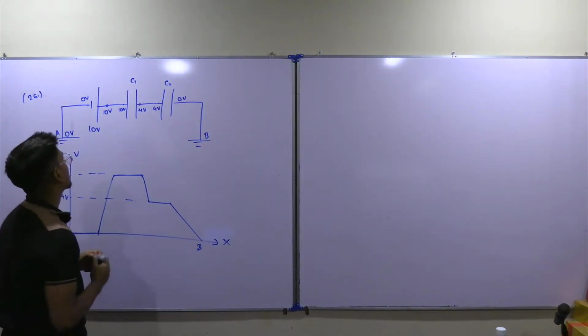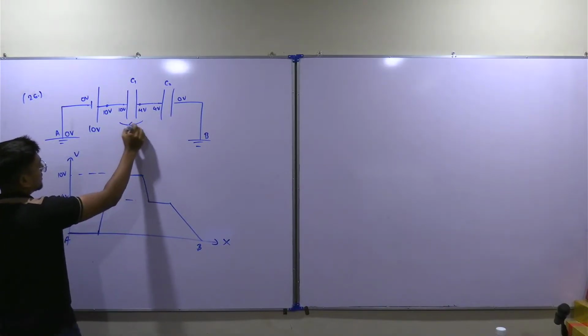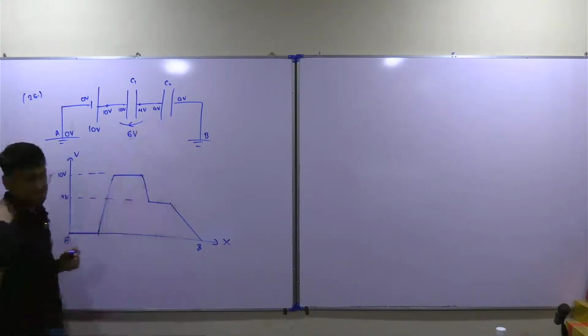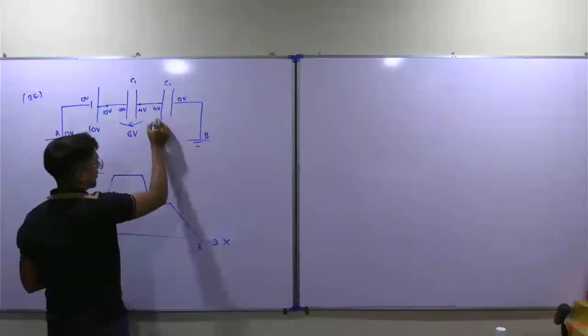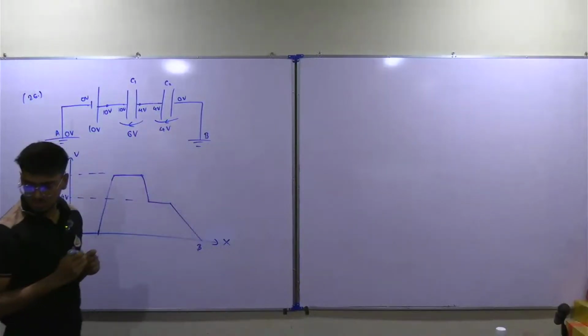Now, Putala, you can find the potential difference across each capacitor. The potential difference across this one, here 10 volt, here 4 volt. So the potential difference is 6 volt. Here 4, 0 volt. So the potential difference across this one is 4 volt. 4 minus 0 is 4.